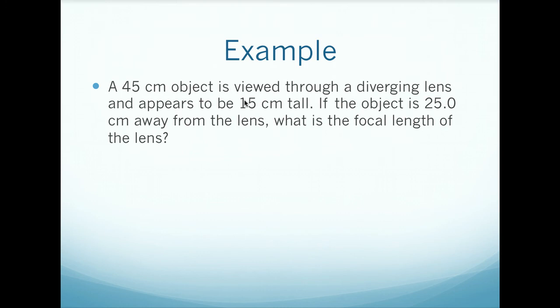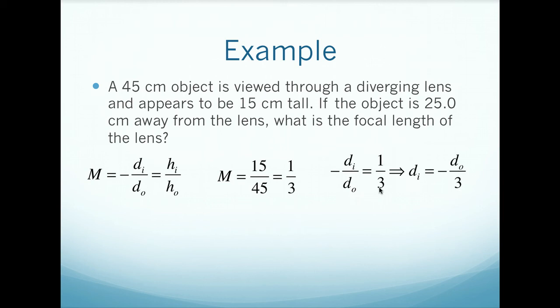A couple of examples. A 45 centimeter object is viewed through a diverging lens and appears to be 15 centimeters. Obviously, since it's a diverging lens, it will always be smaller. The object is 25 centimeters away, that's d_o, and we need to figure out the focal length of the lens. So magnification is going to be 1/3, because it's 15 over 45, and it's upright. I substitute negative d_i over d_o is 1 over 3, so d_i is negative d_o over 3, and I use the focal length equation again.